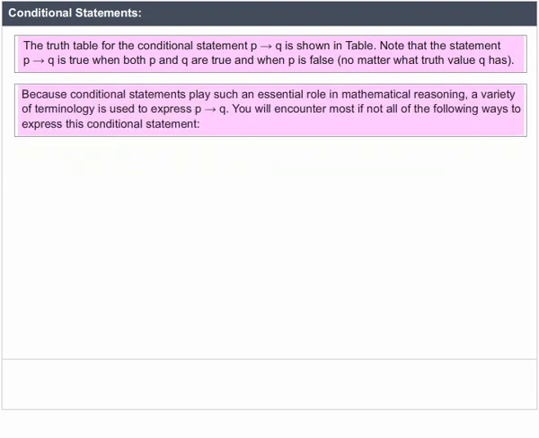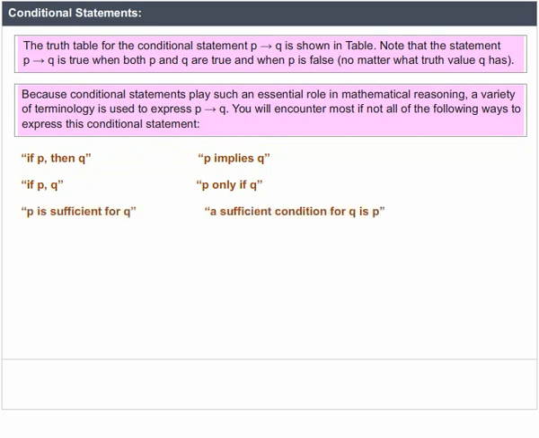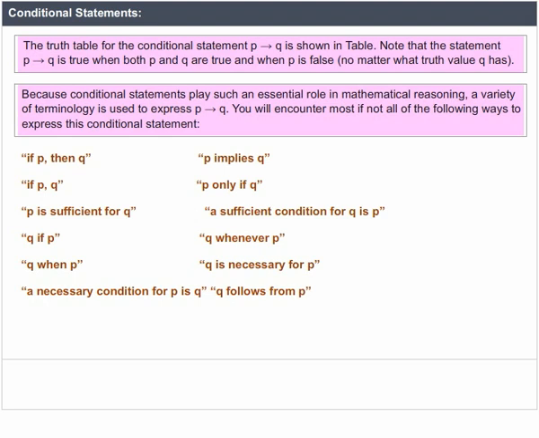Because conditional statements play such an essential role in mathematical reasoning, a variety of terminology is used to express P implies Q. You will encounter most, if not all, of the following ways to express this conditional statement. If P, then Q. P implies Q. If P, comma Q. P only if Q. P is sufficient for Q. A sufficient condition for Q is P. Q if P. Q whenever P. Q when P. Q is necessary for P. A necessary condition for P is Q. Q follows from P. Q unless negation P.